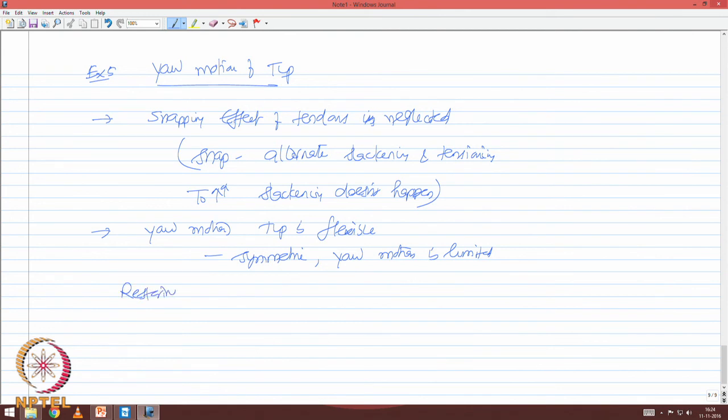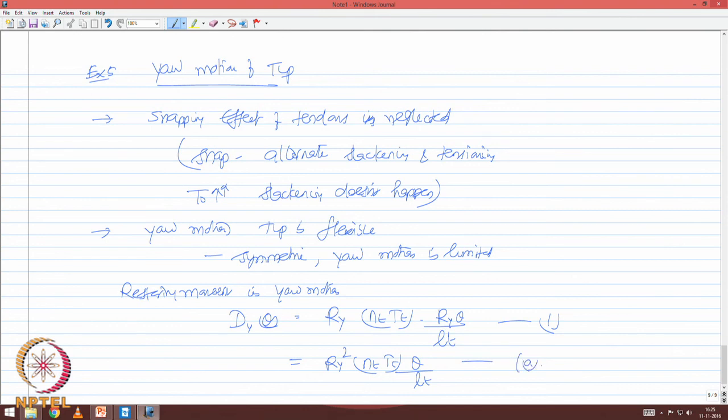The restoring moment in yaw motion is given by, which otherwise, and the period in yaw is simply 2π √(I_y L_t / (N_t T_t r_y)), where in this case I_y is the total mass moment of inertia in the yaw degree of freedom.